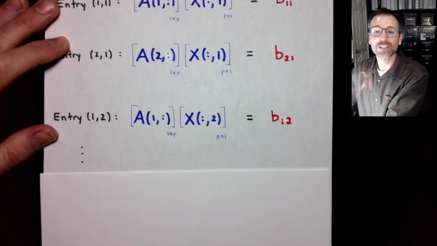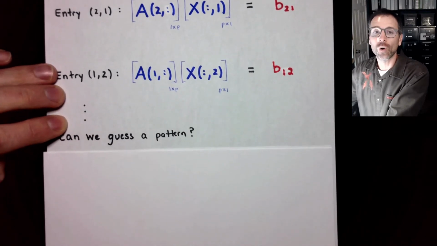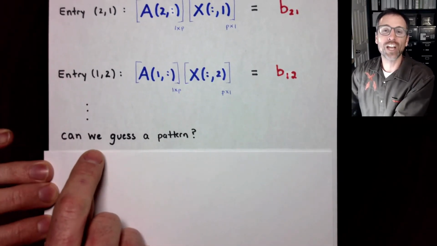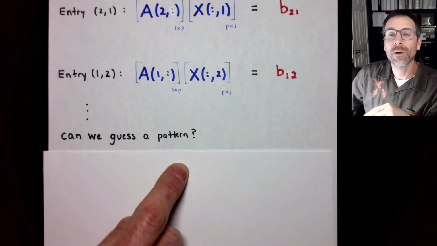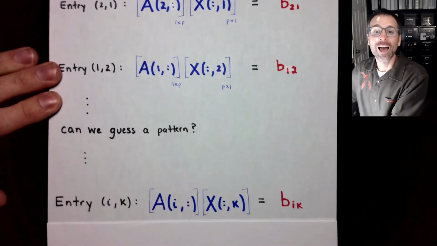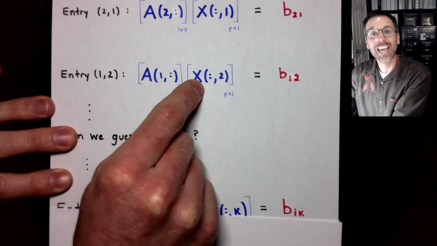With that, I think I'm actually ready to make a conjecture. Can we guess a pattern? I think we can. So I think that if I wanted to get the general ik-th version, push pause, see if you can finish my sentence. What I'm about to say, I think it's going to be the ith row of A multiplied by the kth column of X.